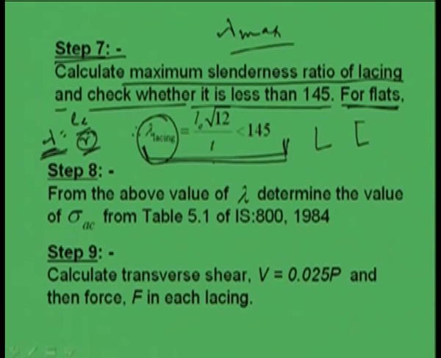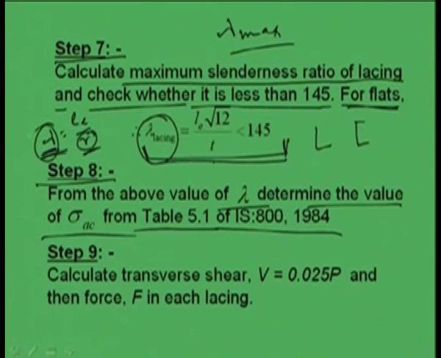Then in step 8, we will find the allowable compressive stress of the lacing bar. Allowable compressive stress, how do we find it? On the basis of lambda, we can find sigma AC from table 5.1 of IS 800/1984, using the lambda which has been calculated here in case of lacing.